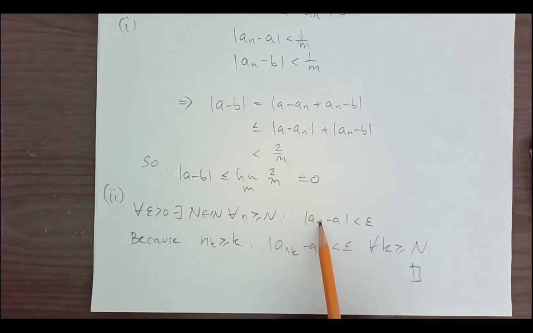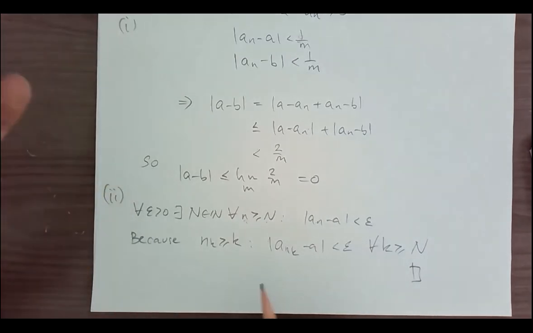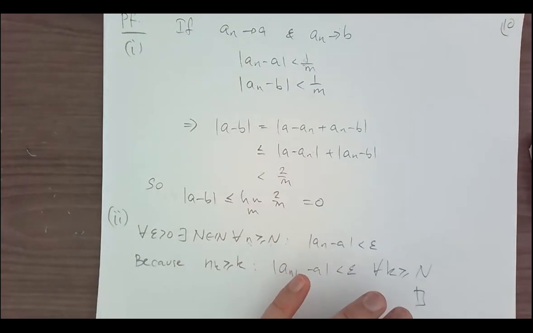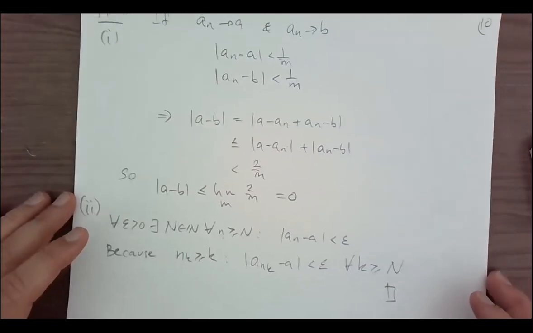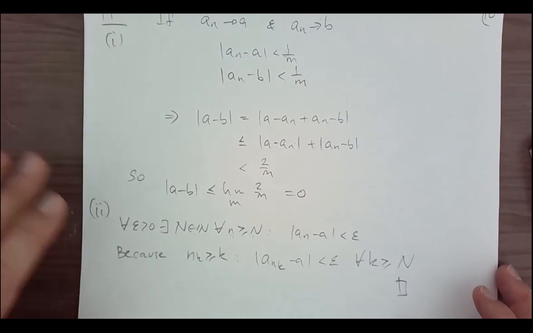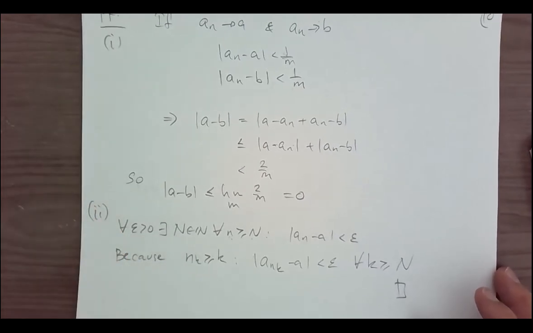So when n is above a capital N, I just need to check it here for k's. I don't need all of them. This is true for any k bigger than N, but I only need it for the n_k's, and those are fewer. So if I have a subsequence of a convergent sequence, there's really nothing new there. It will converge to the same thing.